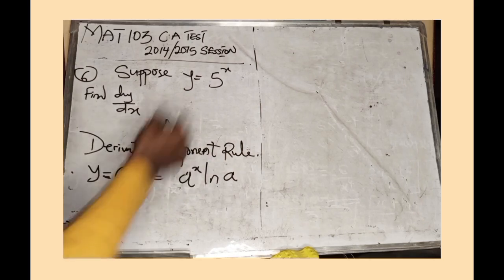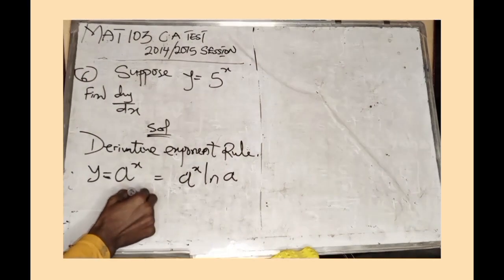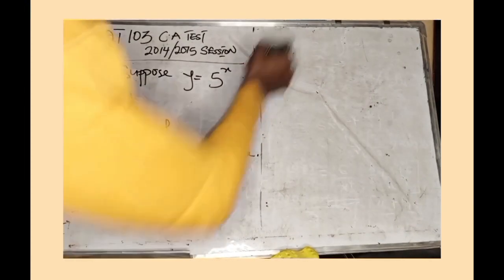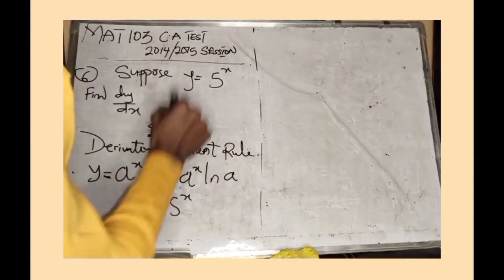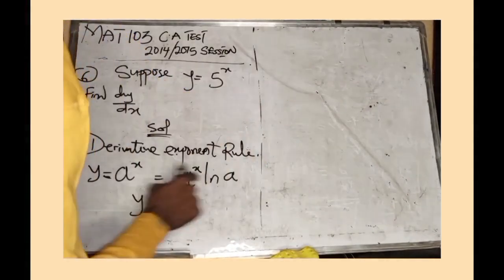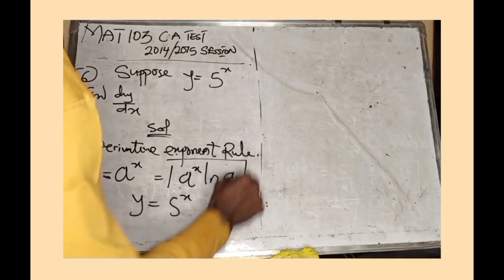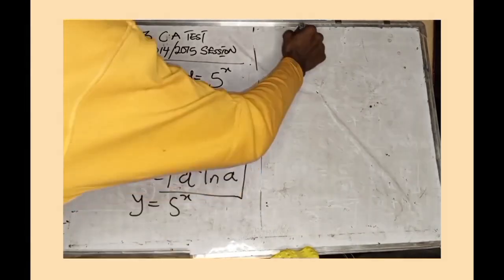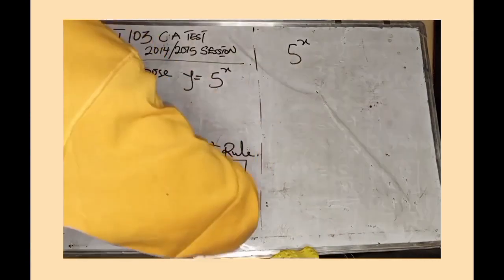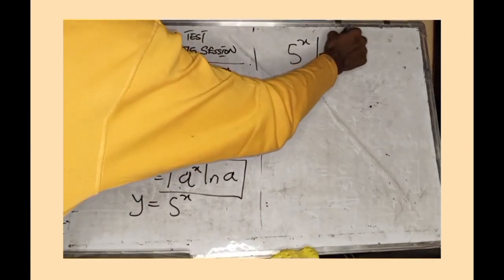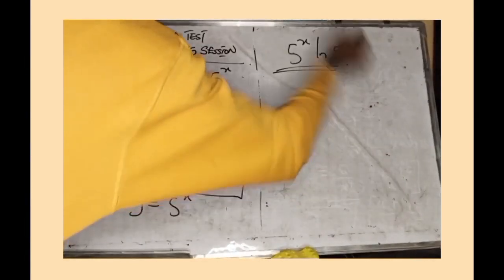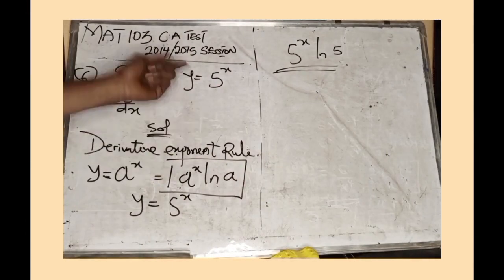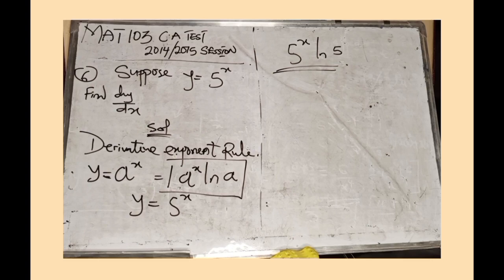So now since we have y is equal to 5 raised to the power of x, by applying the derivative exponent rule, this very formula, this a here is the constant, so it's going to be 5^x ln 5, and that's all. We don't have much work here. Just apply this formula to give 5^x ln 5, and that's all.